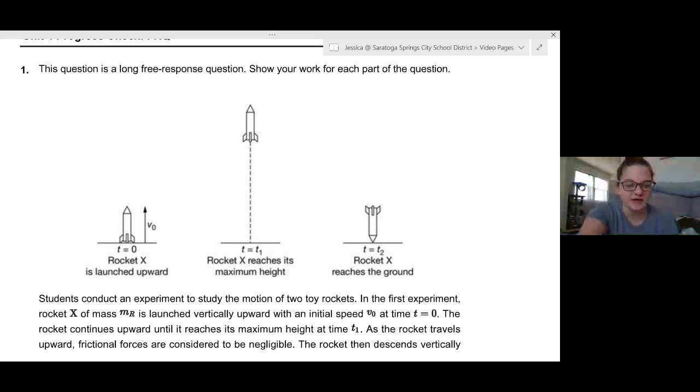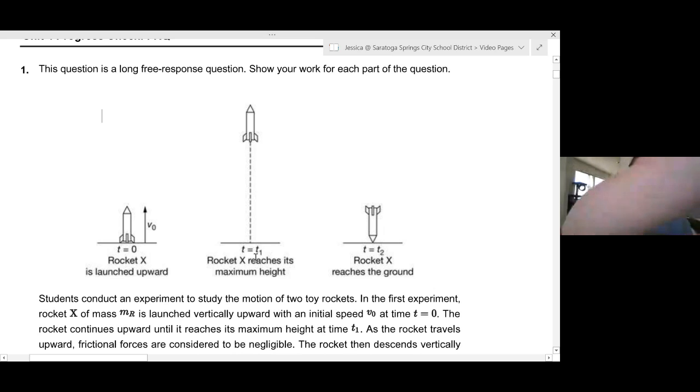So it looks like we have some initial kinetic energy. We might be dealing with some free fall type problems if there's no rocket boosters or thrusters or anything like that. So we might be dealing with an acceleration of g. The rocket reaches some maximum height.